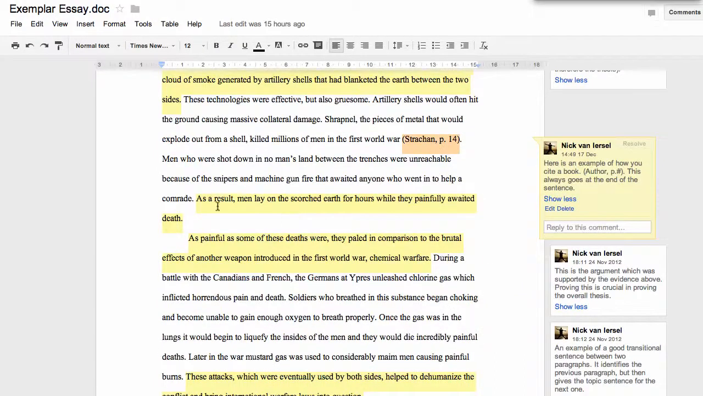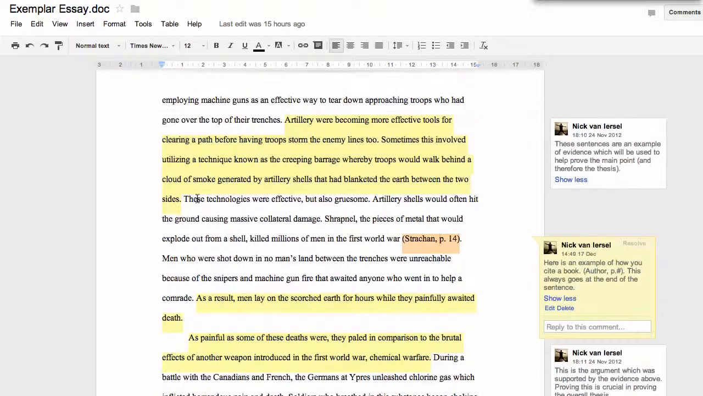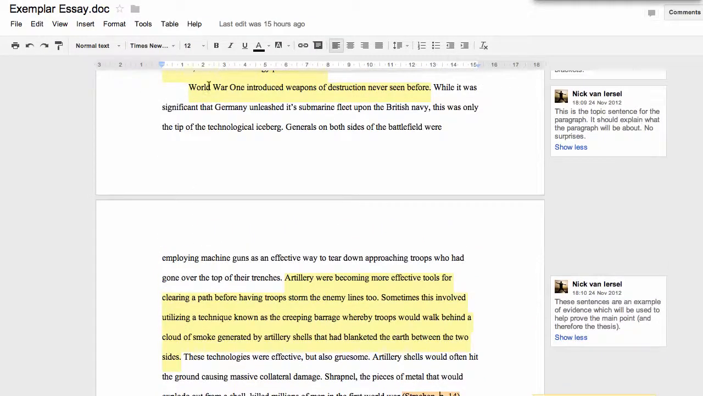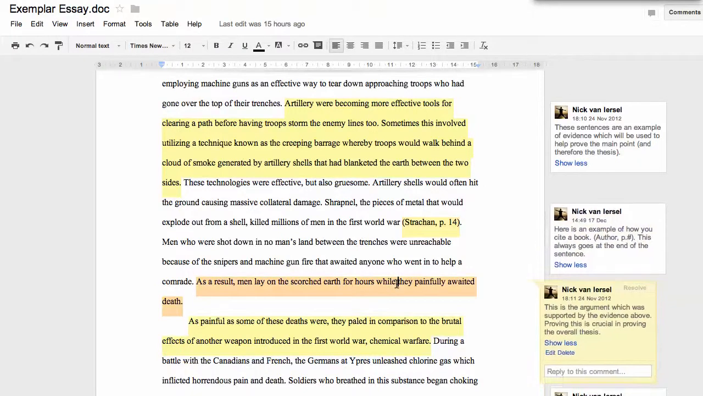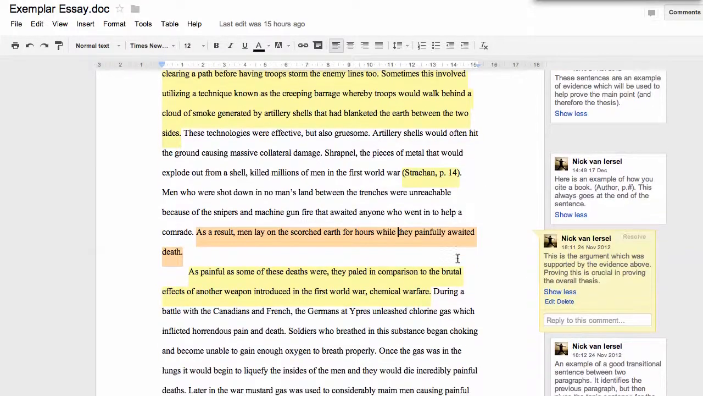Just a couple notes. You'll notice it finishes with a bit of a conclusion sentence. Even within body paragraphs, you've got that topic introductory sentence like we saw up here. You've also got a closing one. So as a result, men lay on the scorched earth for hours while they painfully awaited death. All right. So that talks about bringing it all full circle.